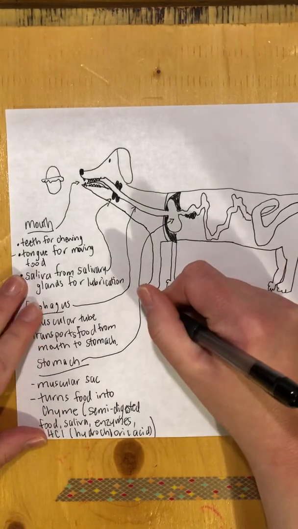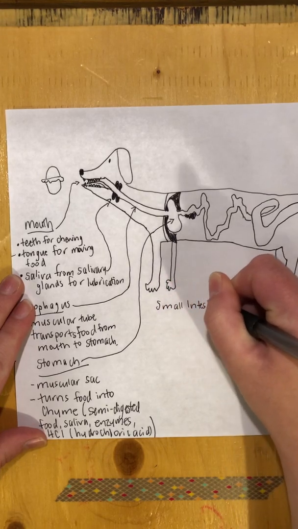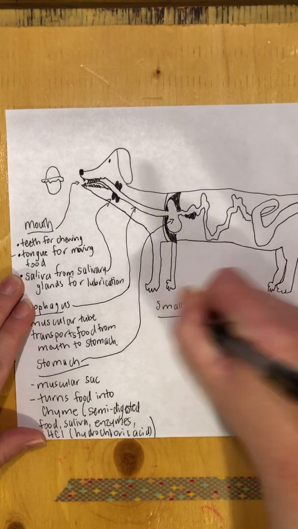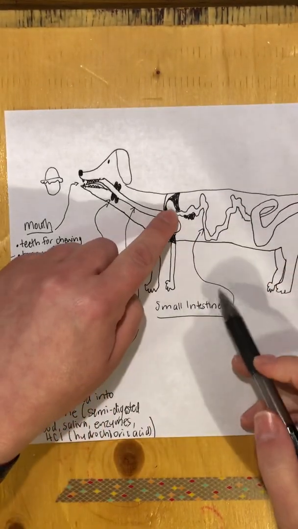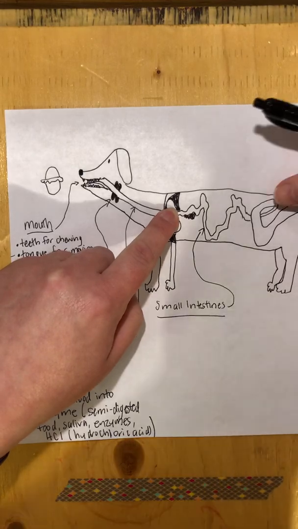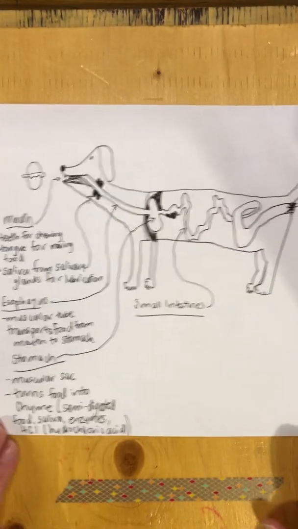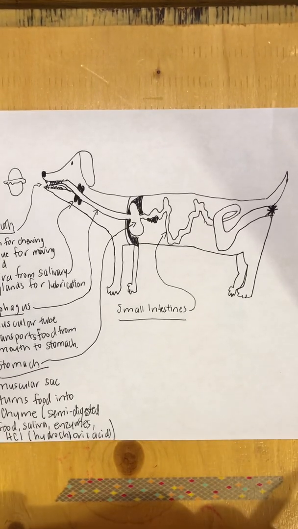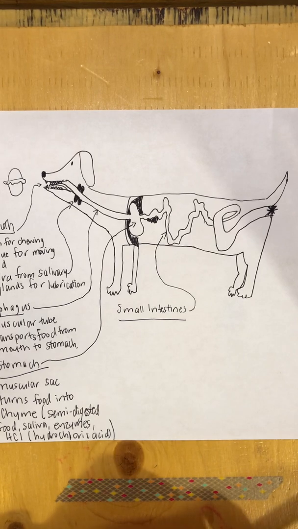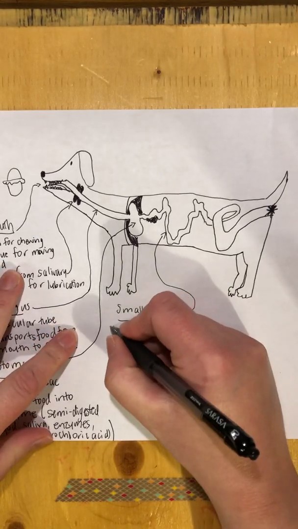Okay, so let's talk about the small intestines now. So the small intestines are all these guys here. So basically between the stomach and right here where the large intestine kicks in is the small intestines. So in real life, in an actual animal, there's quite a bit of length to the small intestines. I just kind of drew a little picture here for our purposes, but it is quite long and twisty in there.